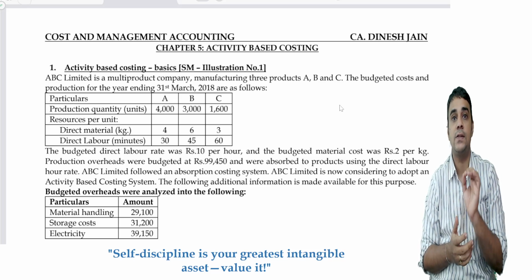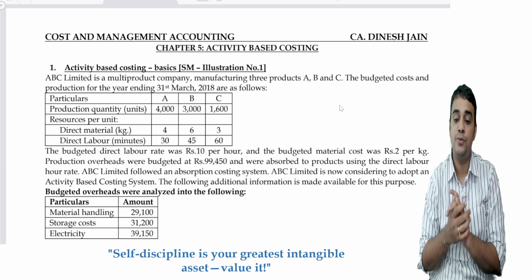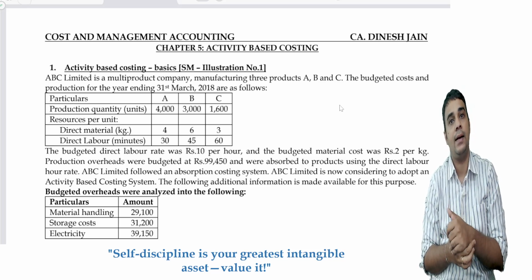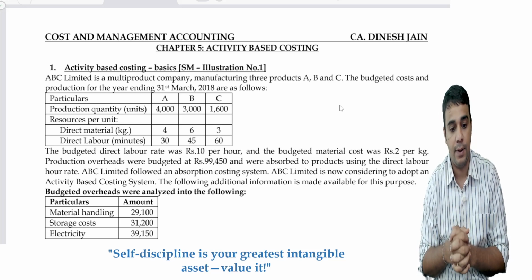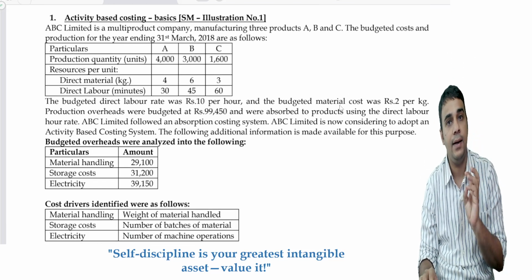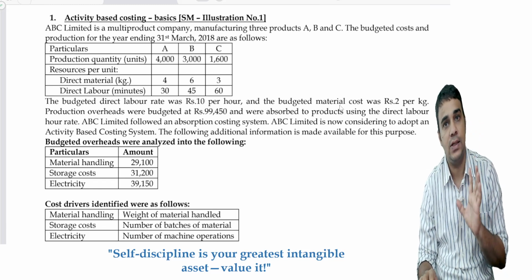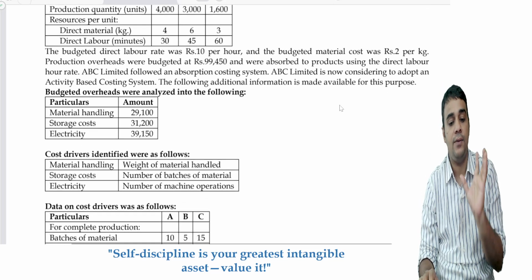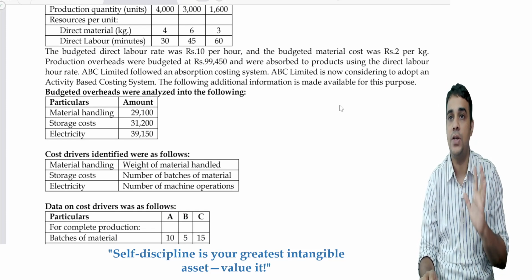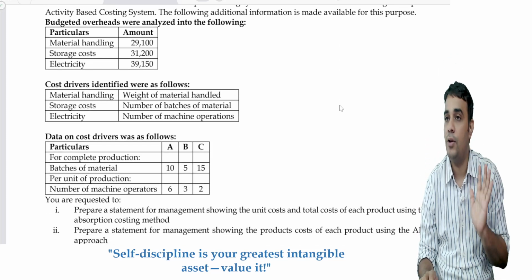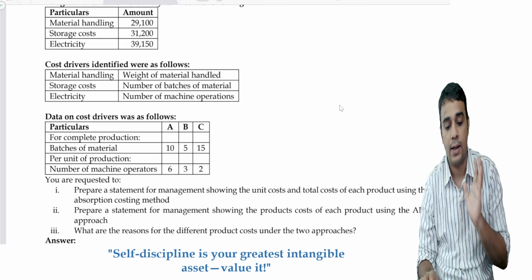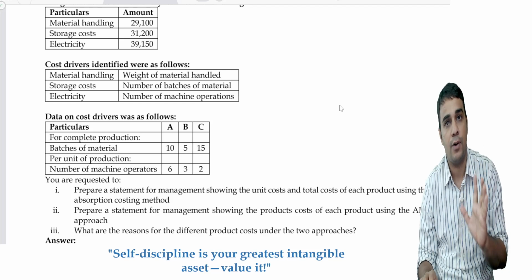So budgeted overheads is 99,450 and absorbed to the product using direct labor hour rate. Suitable basis, direct labor hours. This is the traditional method. Now they want to shift to ABC method. In ABC, 3 main activities are there: material handling, storage, and electricity. For the 3 activities, they have given the drivers: weight of material handled, number of batches of material, number of machine operations. And they have given data on the cost driver. Prepare a statement showing unit cost and total cost using absorption costing, then using activity based costing, and what are the reasons for the different cost under the 2 approaches.